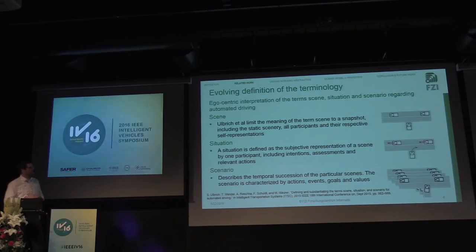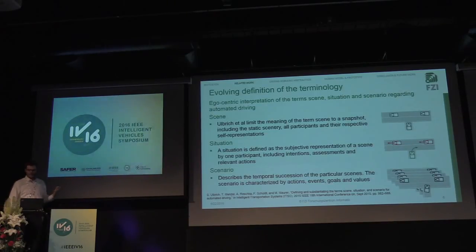So if you look on the right side, here you can see this is a scene, and this is the overall representation of what is happening. And down here, this in red is the situation for the following vehicle, because this vehicle isn't relevant for the following vehicle. And green, this is the relevant situation for the green vehicle. And a scenario is just a succession of many scenes in a temporal way.